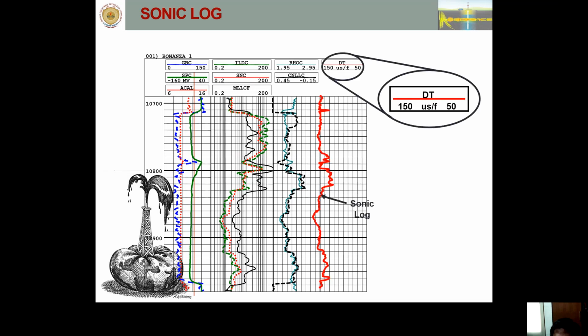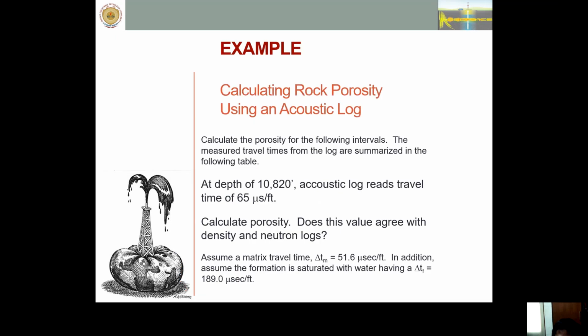You can see the dt value varies between 50 to 150 microseconds per foot, and the sonic log is given on the third scale. We can see that the sonic is increasing on the left and the sonic is decreasing towards the right. We can have calculations for rock porosity using an acoustic log.